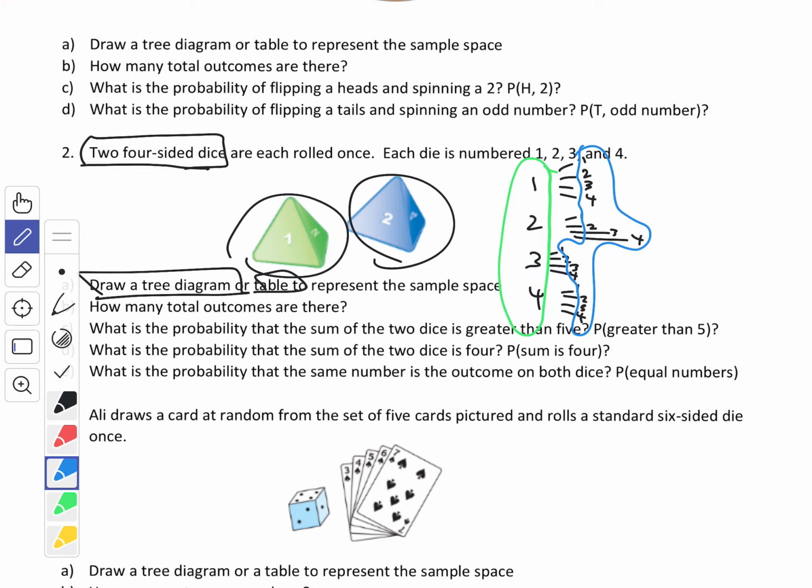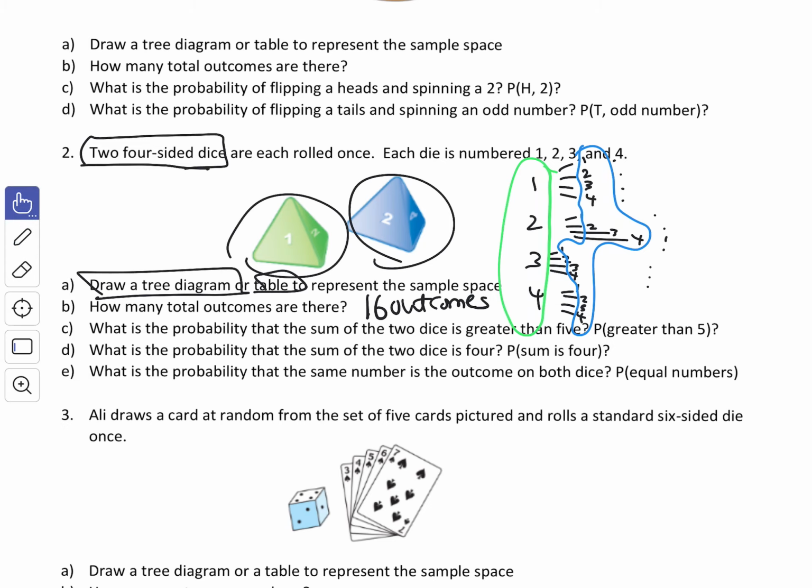How many total outcomes are there? When you count all of them, there's 1, 2, 3, 4, 1, 2, 3, 4, 1, 2, 3, 4, 4 groups of 4. So I have 16 outcomes in total.